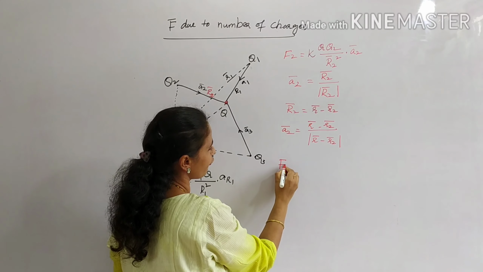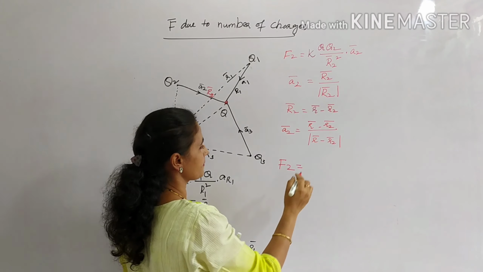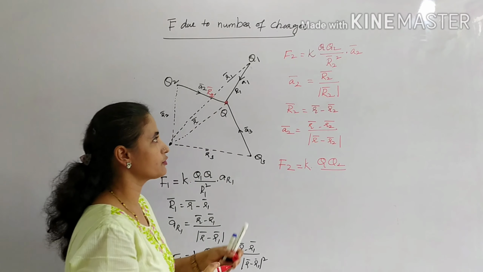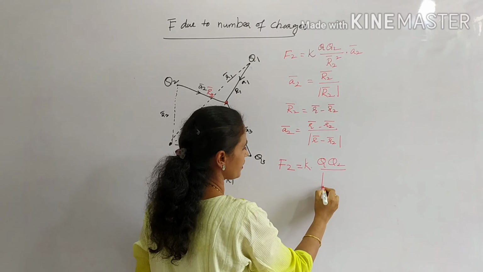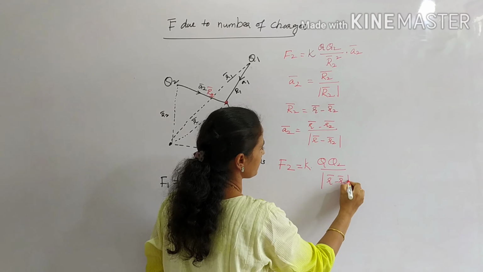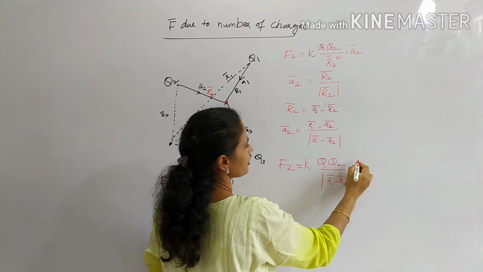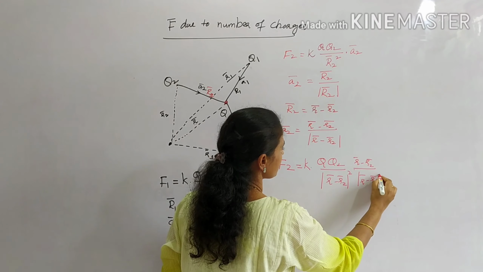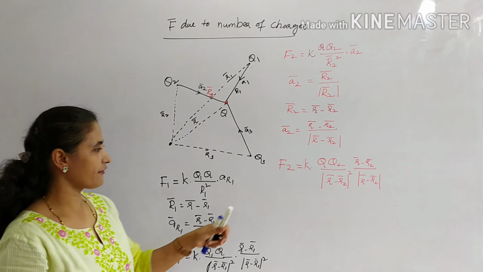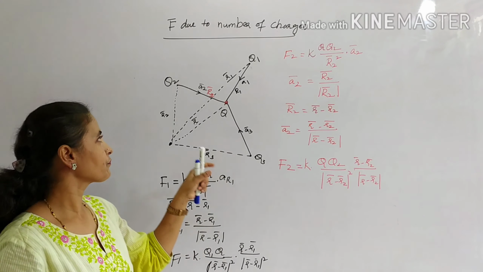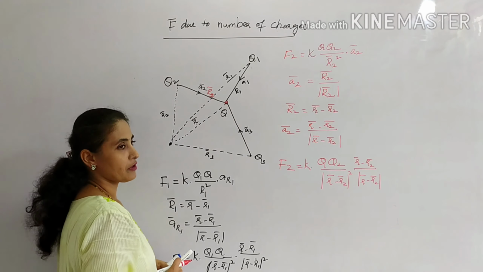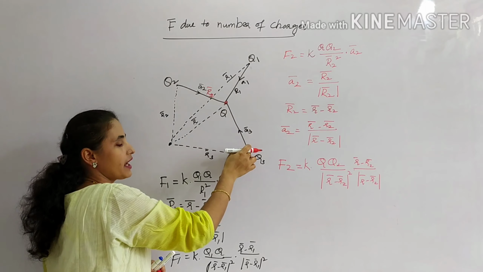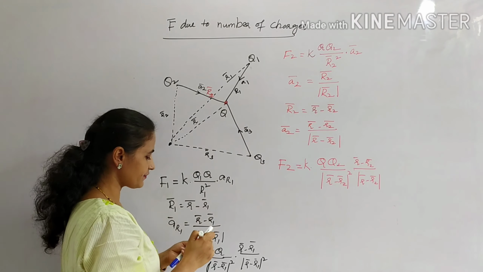So we will get the force on Q due to the second charge Q2. It is K into Q Q2 by R2 square, where R2 is the magnitude of R bar minus R2 bar, into its unit vector, R bar minus R2 bar by the magnitude of R bar minus R2 bar. This F2 is the force on Q due to Q2. While I am calculating the force due to Q2, I will suppress the forces experienced due to Q1 and Q3. Now let us find F3.